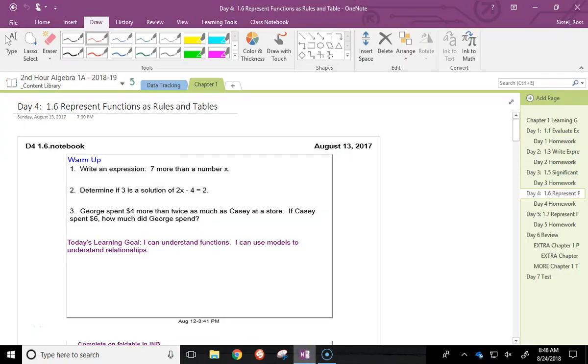Okay, so today we are going to work on 1.6, represent functions as rules and tables.